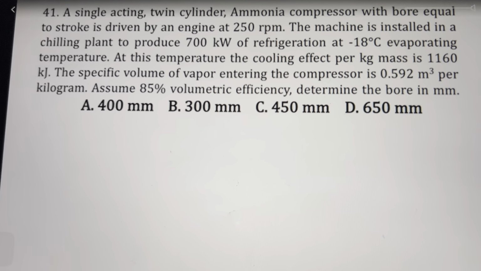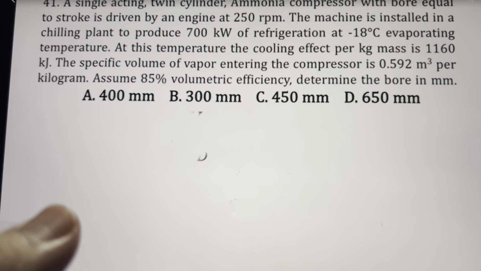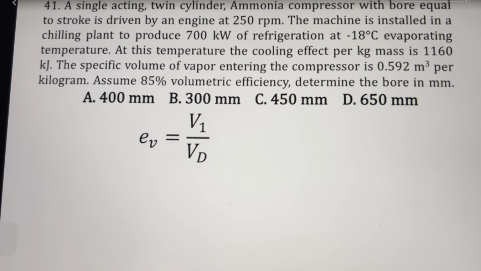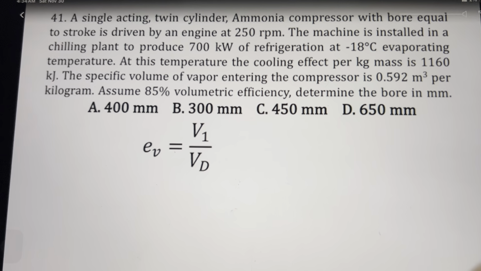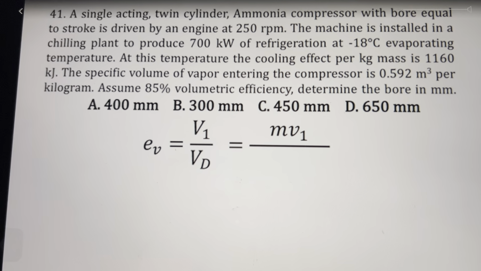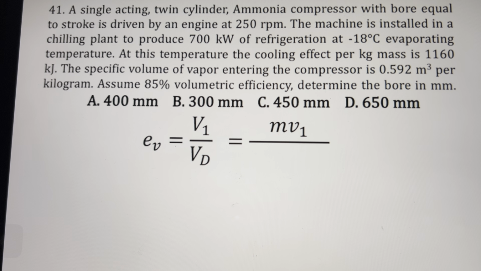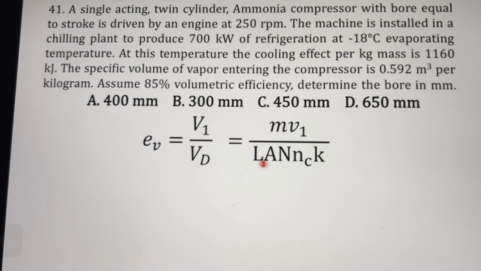With 85% volumetric efficiency, recalling that our EV is equivalent to V1 over VD. We know that V1 is also equivalent to mass times our specific volume at point 1, which is the entrance to our compressor, while the displaced volume of our cylinder is equivalent to the length of the stroke times the area of our cylinder times our speed times the number of cylinders and our factor K.